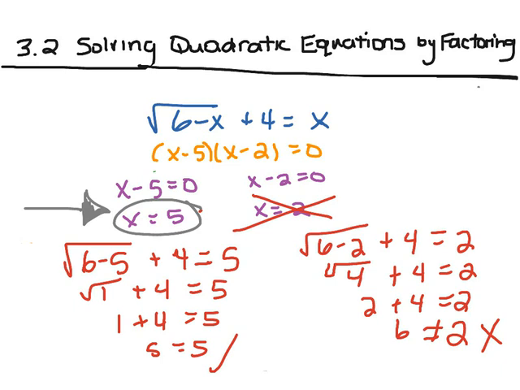X equals 2 is an extraneous root. It's a number obtained in the process of solving an equation that does not satisfy the equation. So we solve and we find it, but it doesn't actually satisfy the equation. So x only equals 5.